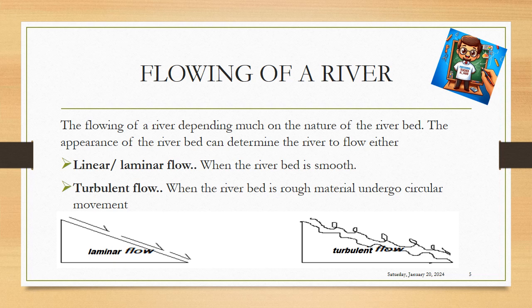In brief, let's observe the two diagrams below. The flowing of a river depends much on the nature of the river bed. The appearance of the river bed can determine the river to flow either: 1. Linear/laminar flow, when the river bed is smooth. 2. Turbulent flow, when the river bed is rough, and material undergoes circular movement.